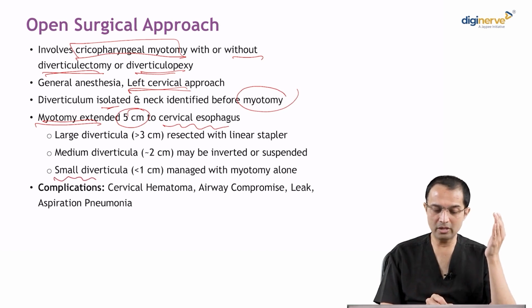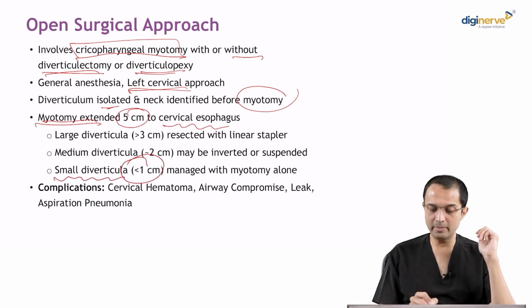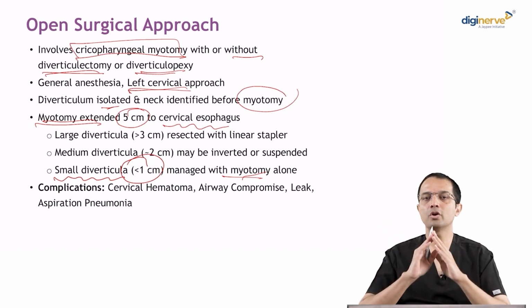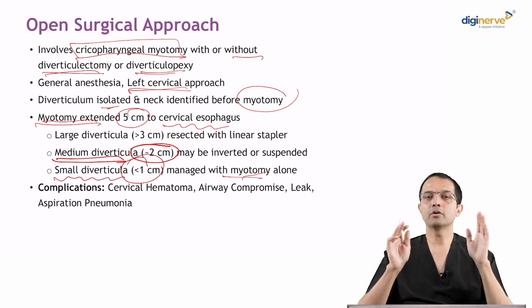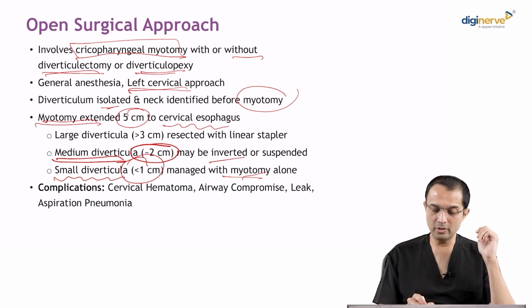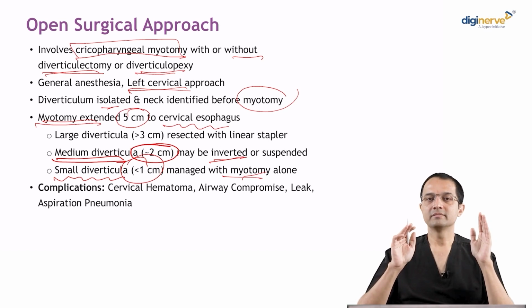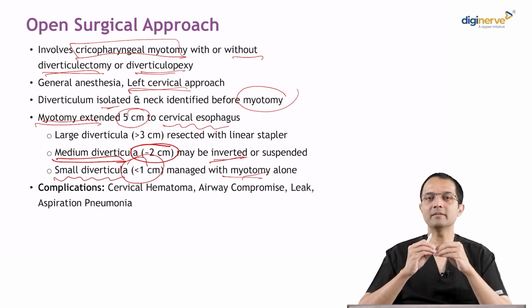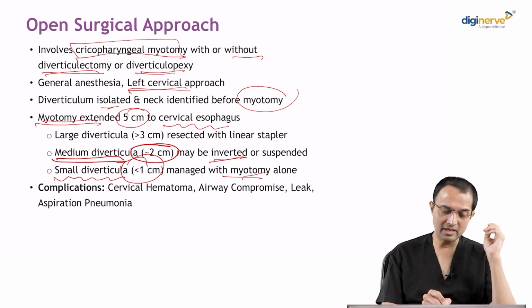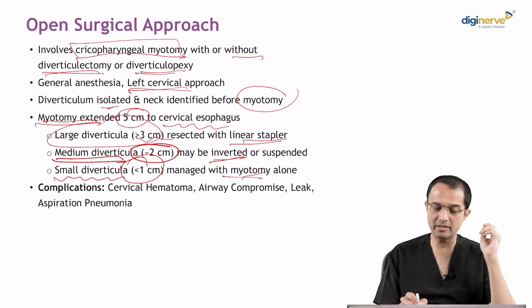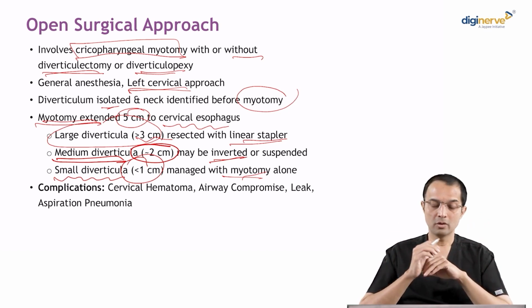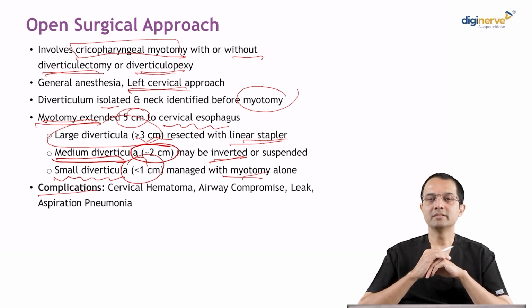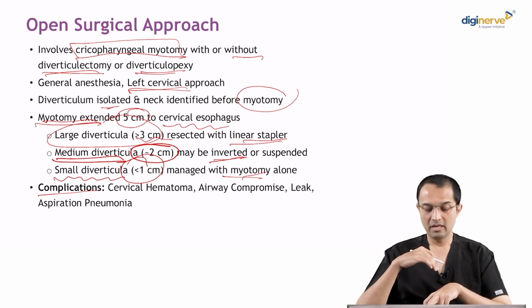If the diverticulum is small, less than 1 centimeter, you will just do a myotomy. You will not do anything to the diverticulum. If it is a medium diverticulum, around 2 centimeters, you may do a diverticulopexy, or you can invert the diverticulum. If it is a large diverticulum, more than 3 centimeters, you have to resect it. You will do a diverticulectomy with a linear stapler. Complications of open surgery: cervical hematoma, airway compromise, leak and aspiration pneumonia.